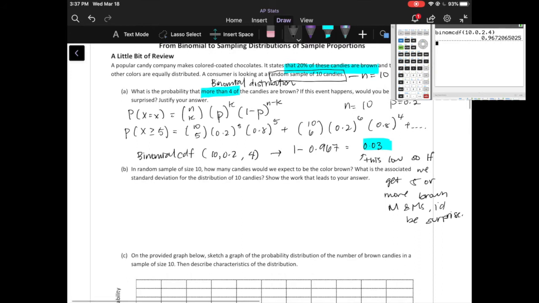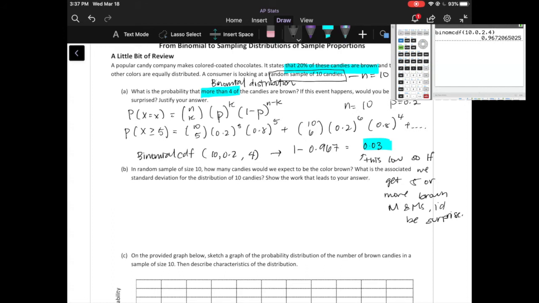Okay, I would be very surprised. So then I'm going to ask myself, we have this random sample of 10. How many candies would we expect to be brown? And what is the associated standard deviation of the distribution of 10 candies? Show the work that leads to your answer.